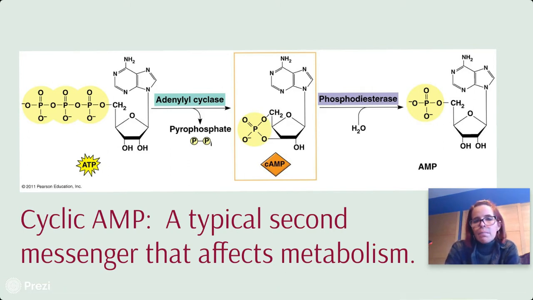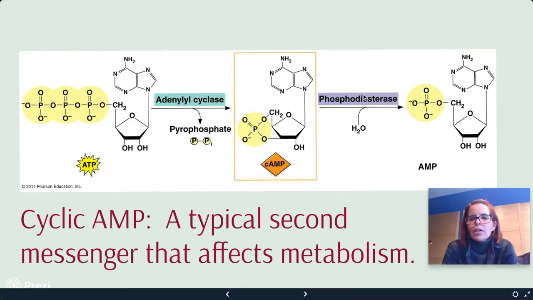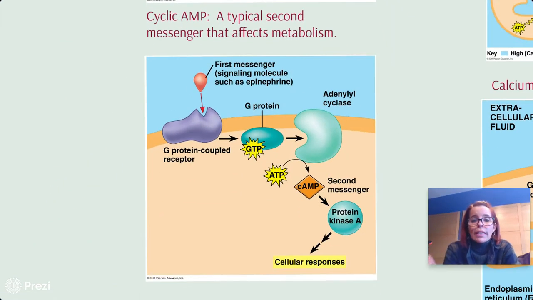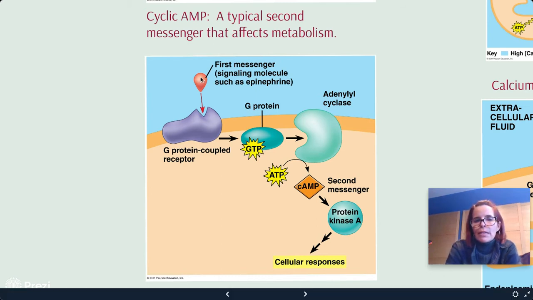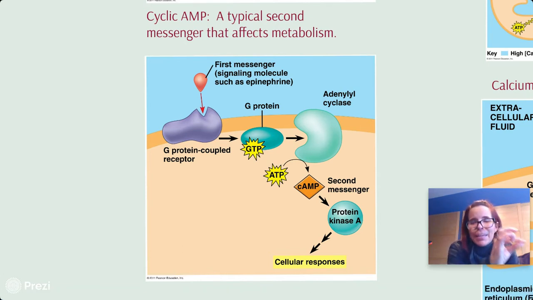And cyclic AMP is a secondary messenger. Don't worry about any of this stuff here. You don't need to worry about regular AMP. All right, so let's take a look at cyclic AMP and what it might do. So here's our first messenger. Here's the activation. We just saw the same image a moment ago, the GPCR.